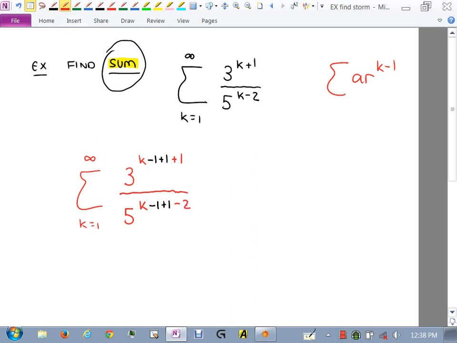I hope this looks familiar to you. See, in a geometric series, I need k minus 1, don't I? I have 3 to the k plus 1. I don't like that. I want k minus 1. So I can't just make it k minus 1, so I'm going to force it to happen. I'm going to write k minus 1 plus 1. But then I already had a plus 1 up there. And down here, I'm going to write 5 to the k minus 1 plus 1, but I already had a minus 2 down there. And the parts that I'm going to leave alone are these two pieces right here. And the rest of it, I'm just going to put together. So watch.